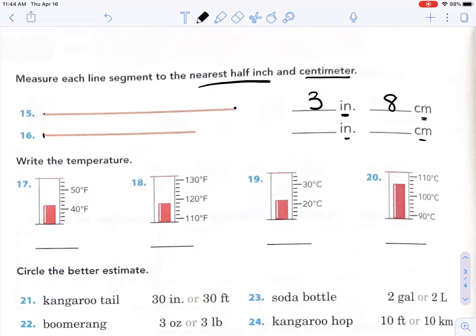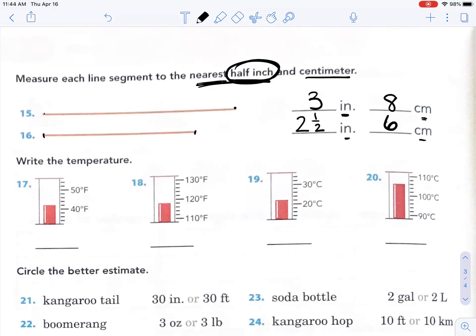If you measure the next line, I can tell that it's shorter. How much shorter? Sorry, this is actually nearest ½ inch. Boys and girls, we know halves. So it was actually 2½ inches. If you don't believe me, measure it again. And it's about 6 centimeters.